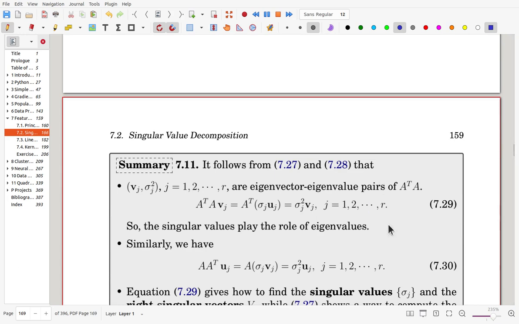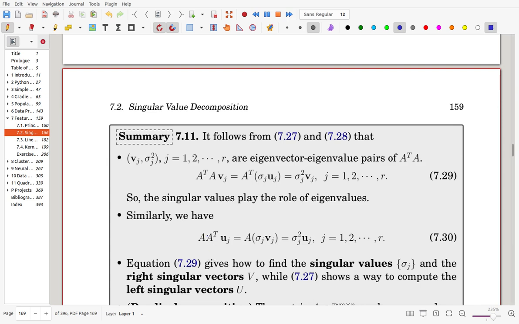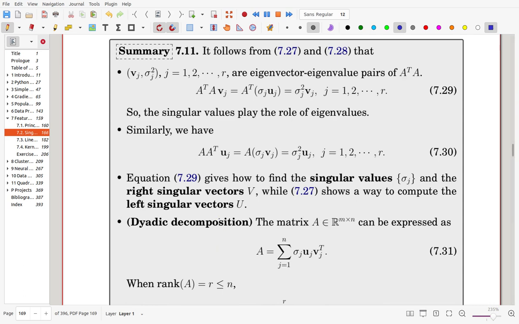Now similarly, we can have that one: A A transpose Uj is sigma j squared Uj. Okay, so this equation gives how to find the singular values just from the matrix A transpose A. Now if we try to find the eigenvalues, then after finding eigenvalues and taking a square root, that will be the singular values.